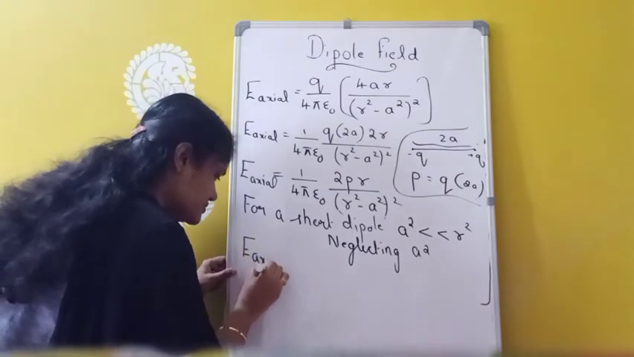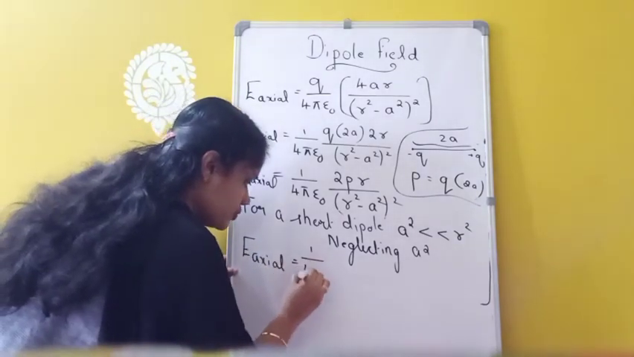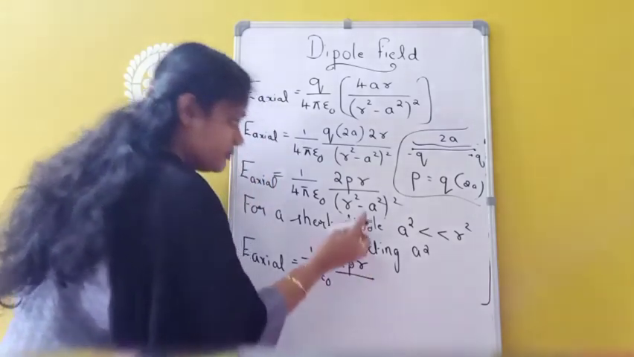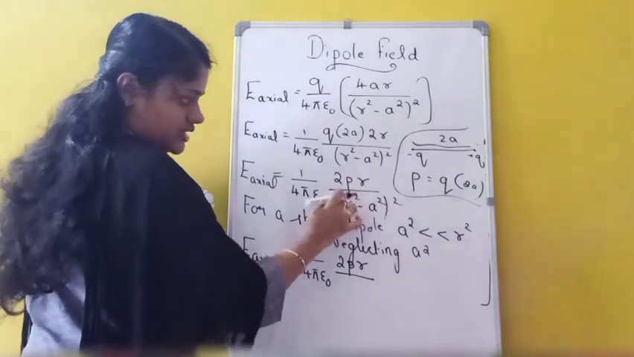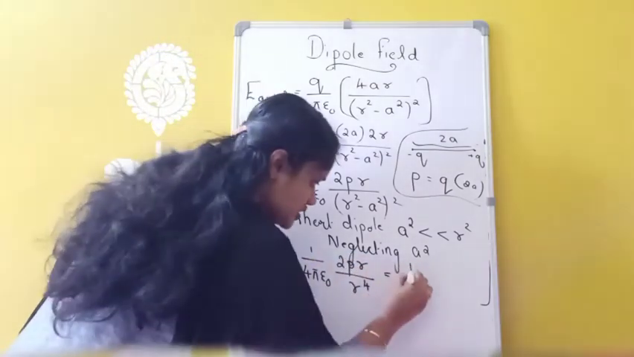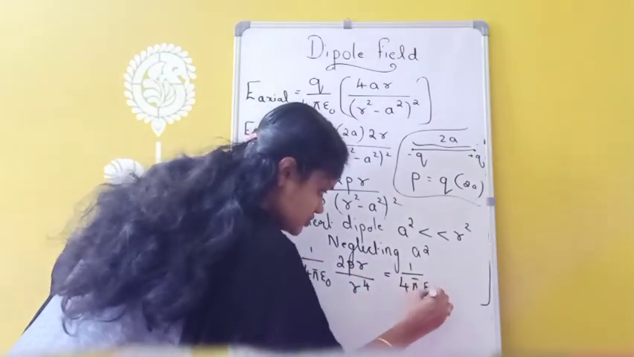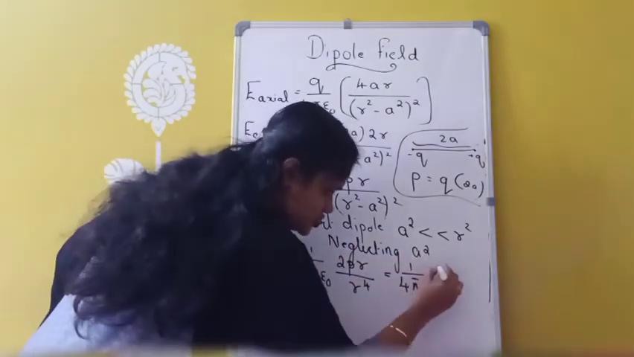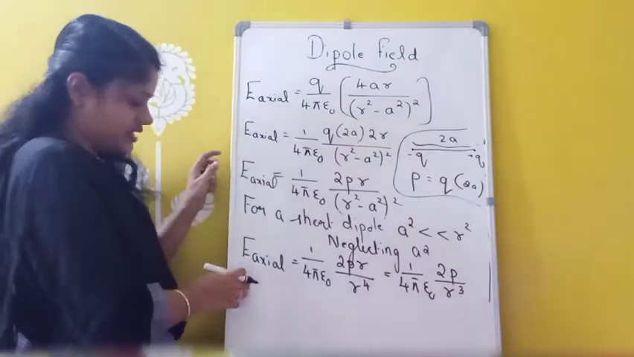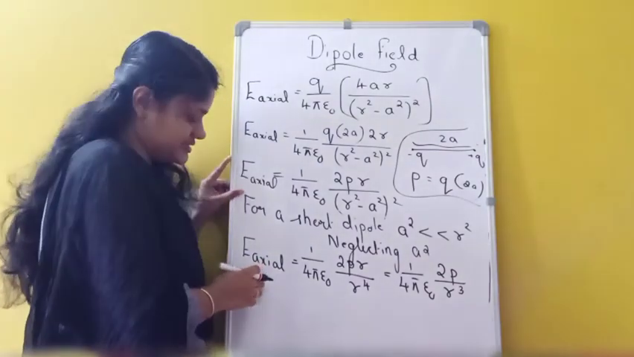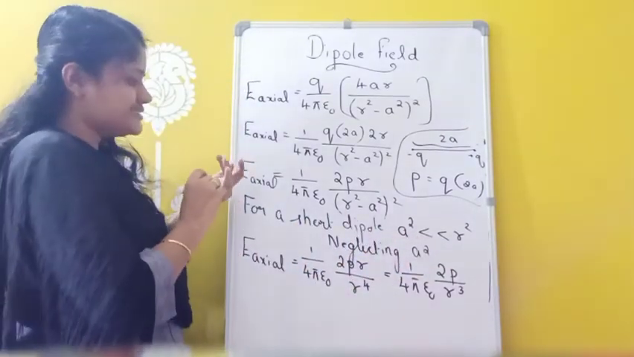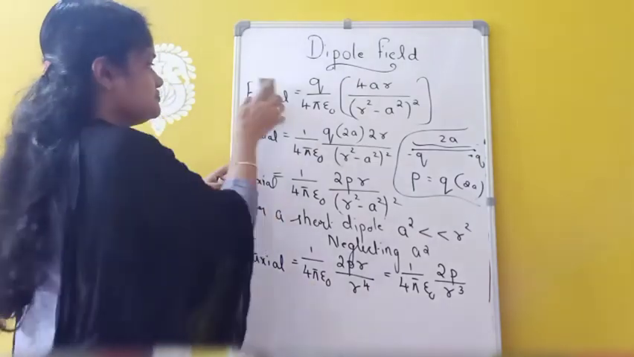E axial equals 1 by 4 pi epsilon 0 into 2PR divided by, this term I am cancelling, remaining (R square) the whole square becomes R raised to 4. So cancelling one R here, you will be getting 1 by 4 pi epsilon 0, and this one R will be cancelled, so 2P divided by R cube. So I am getting the formula: the electric field along the axial line is given as 1 by 4 pi epsilon 0 into 2P by R cube. Now what is the direction of this net electric field?